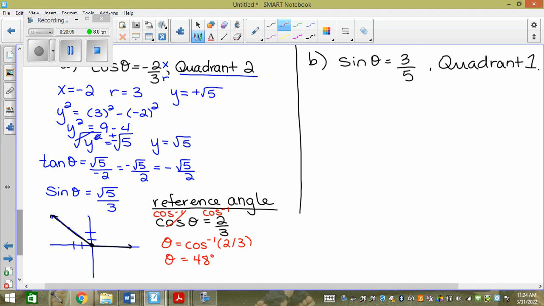Does that seem realistic, that that could be 48? From here to here? Seems like it to me. So if I want to help myself out, I'm going to label. How do I get the actual angle, though? How do I get this? Standard position angle. 180 minus 48, which gets us 132. It's my standard position.